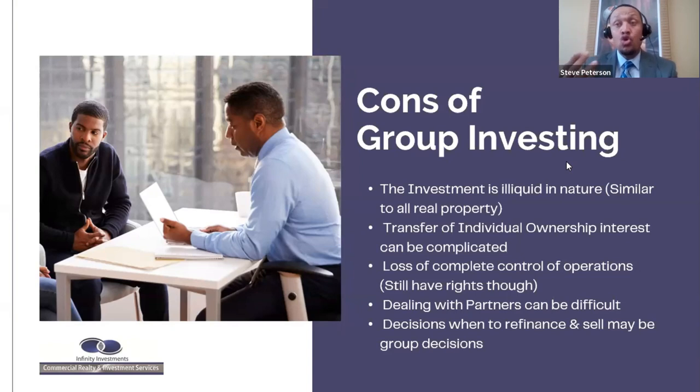Now, say you do need your money back, if something happened and you actually need that money, you can sell your interest. Say you own 20% of the deal, you can sell that 20% of the deal. However, that's complicated. There's not a ready market for that, like if you wanted to sell your stocks or sell the property outright. There's a ready market for that, right?